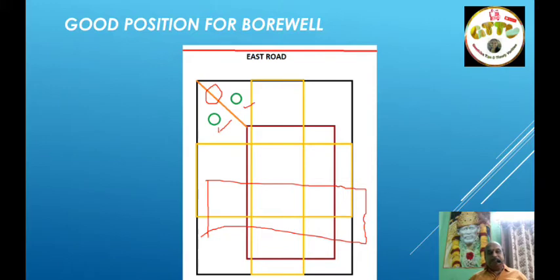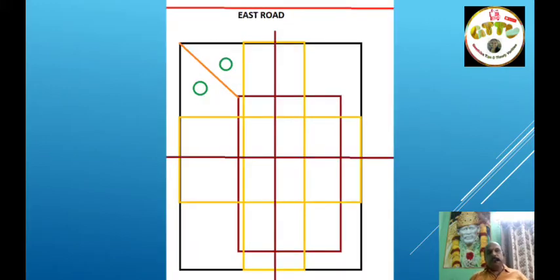So then you have here, this is the plot and this is the building, and you can have a smaller building or bigger building. Identify those things and then go for the exact position of the borewell as per the requirement. So that's the reason why borewell is an important element for vastu. So you have to decide the exact position and go for drilling a borewell.